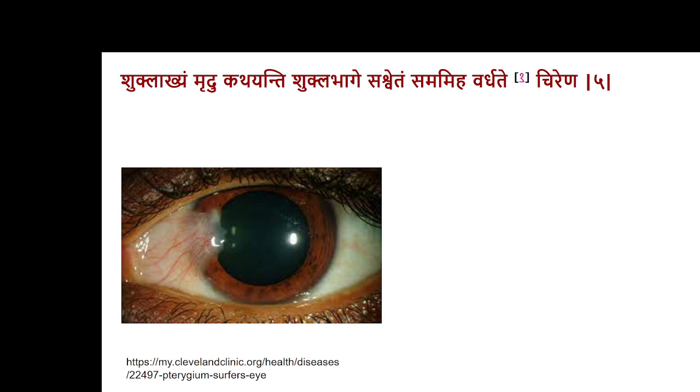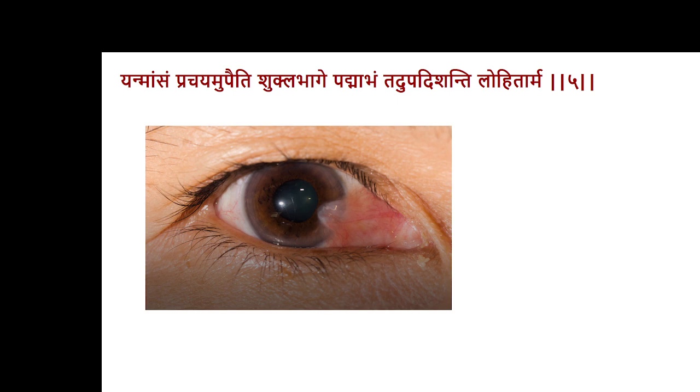Shukla Arma: Shuklakhyam Mridu Kathayanti Shukla Bhage Sashvetam Samamya Vartate Chirena. It is a slow growing pterygium with a relatively pale appearance, limited to only the Shukla Bhaga, only the sclera. That is considered as the Shukla Arma. So all these different types of Arma mentioned by Sushruta, Prastara, Shukla, Kshatraja, Adhimamsa, are now considered as the different stages or grades of the Arma, pterygium.